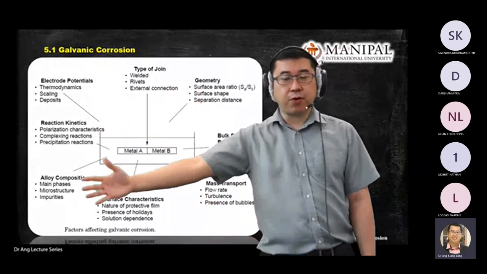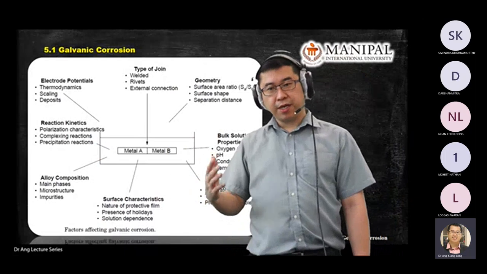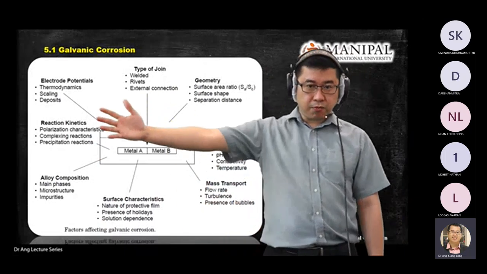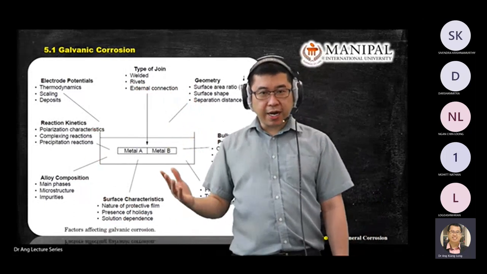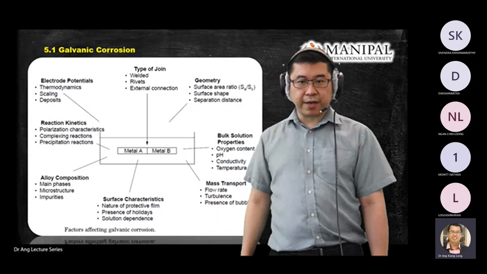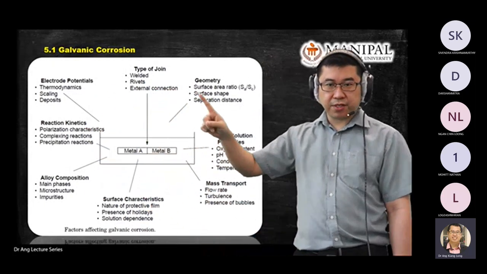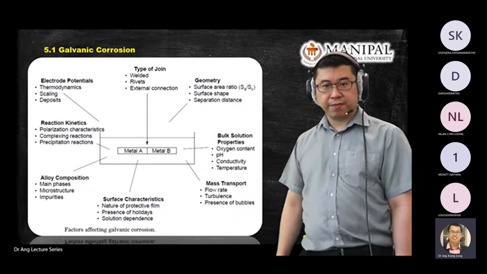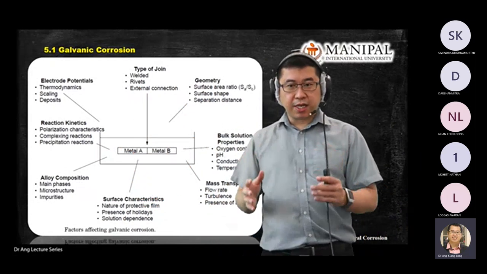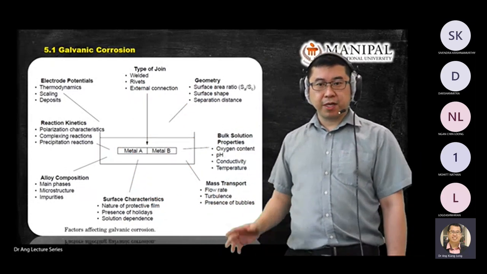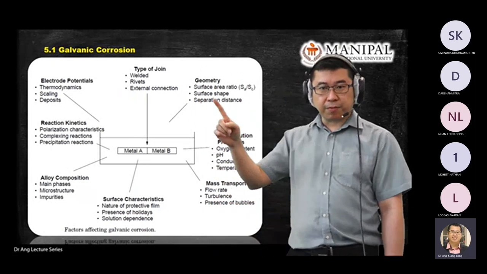And you have seen this one before when we introduced galvanic corrosion in chapter one. So we go back to this summary of how galvanic corrosion can happen. You have 1, 2, 3, 4, 5, 6, 7, 8. So you have 8 factors that you need to consider in this chapter, okay? Especially this one, geometry.